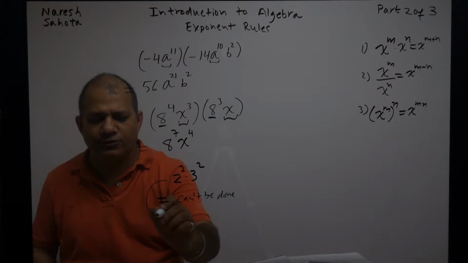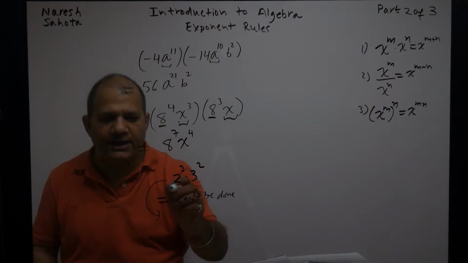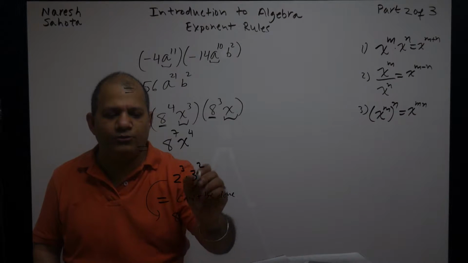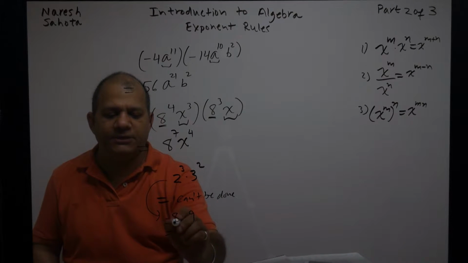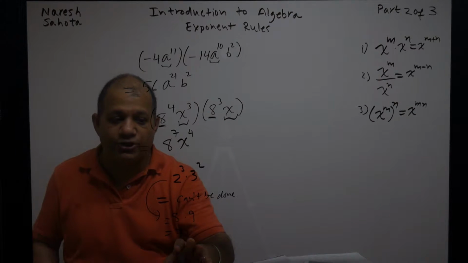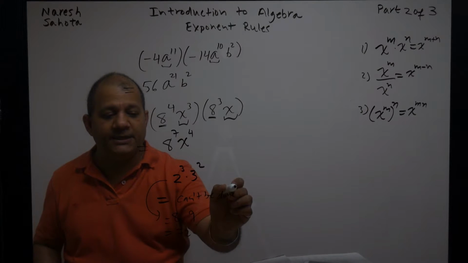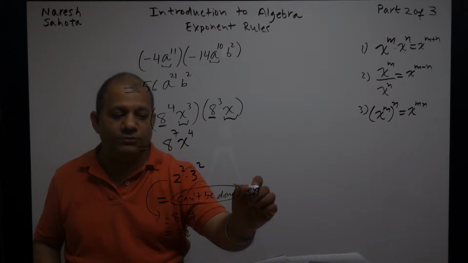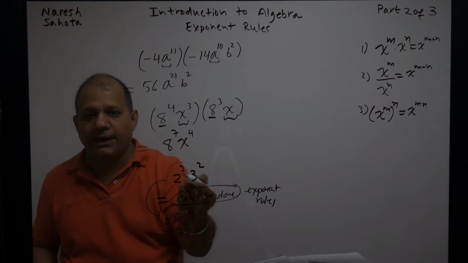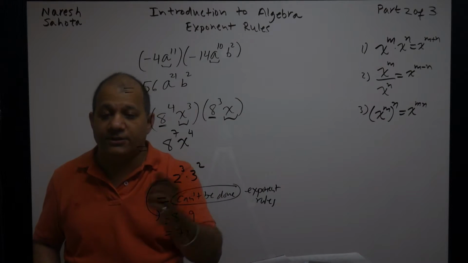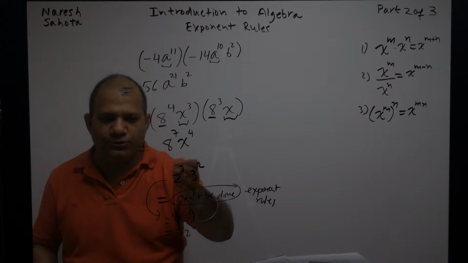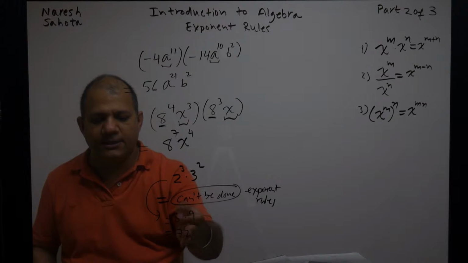The only thing you can do, since the question will say simplify, is say 2 to the 3 is 8, and then 3 squared is 9. So 8 times 9 is 72. That's how you can give the answer. The answer is 72. But when I say can't be done, it means the exponent rules can't be applied because the bases are different. That's what it means. But if the question said simplify, you would do this: 2 to the 3 is 8, 3 squared is 9, 8 times 9 is 72.